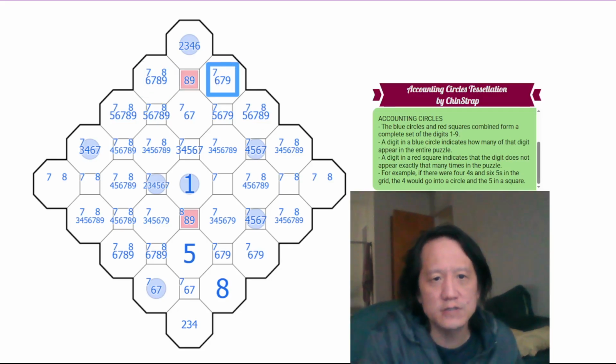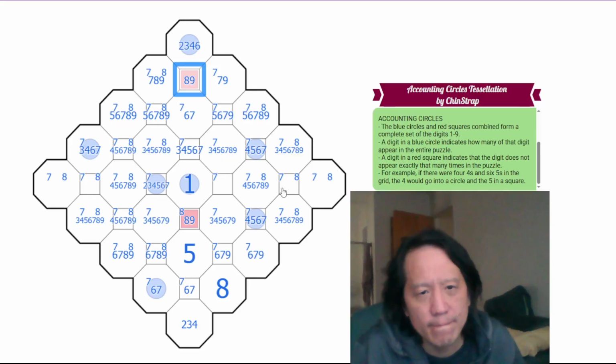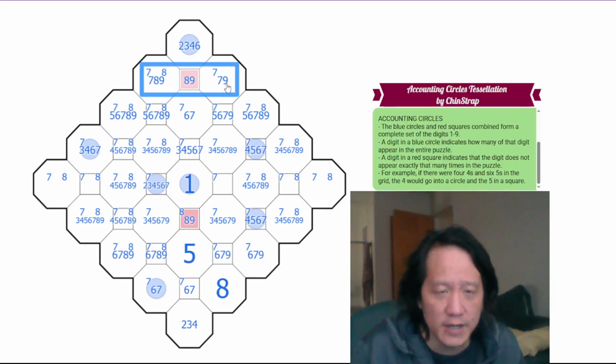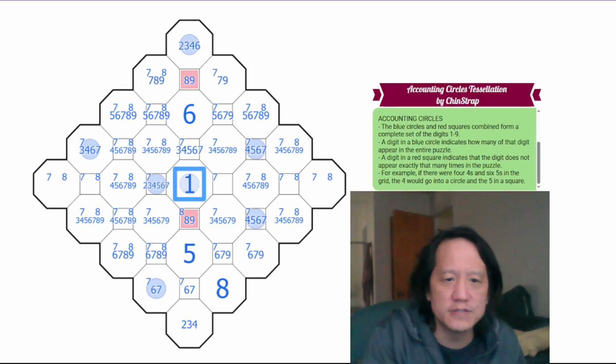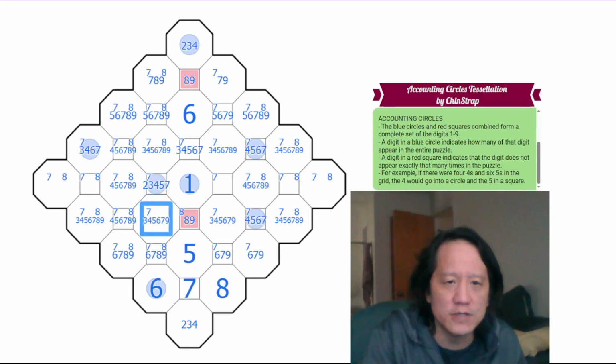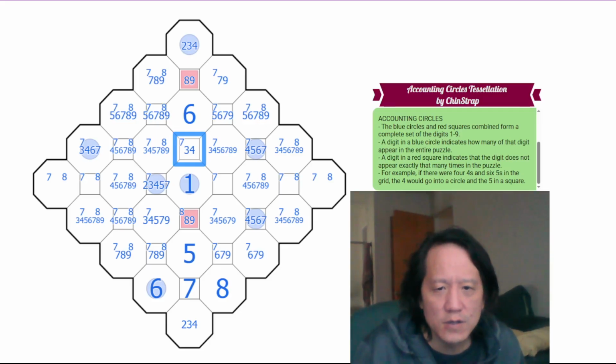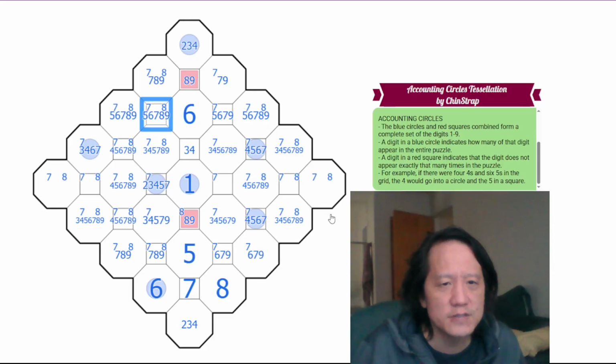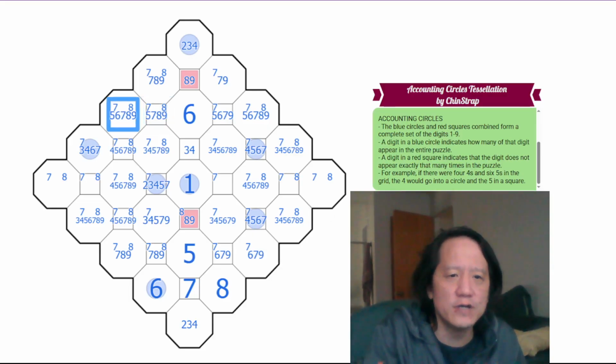So this cannot be 6. This has to be 7, 8, 9. And since this is 7, 8, 9, both 7s would see here, so this can't be 7. This is 6, which forces this to be 7, which forces this to be 6. So this can't be a 6 anymore. There's no more 6s in here, in column 4. Also, no 6 or 7 here, no 5. This is 3 or 4. Obviously, no 7 there. This can't be 6 anymore in row 3.